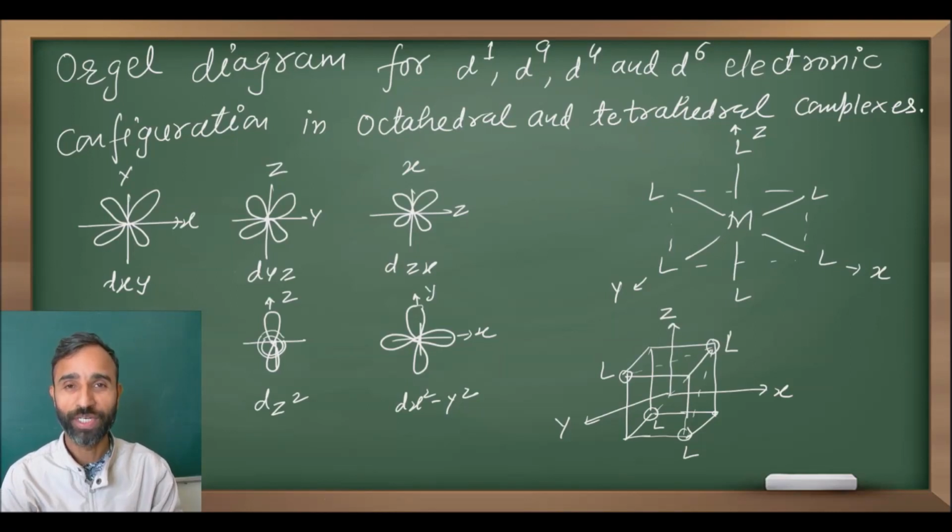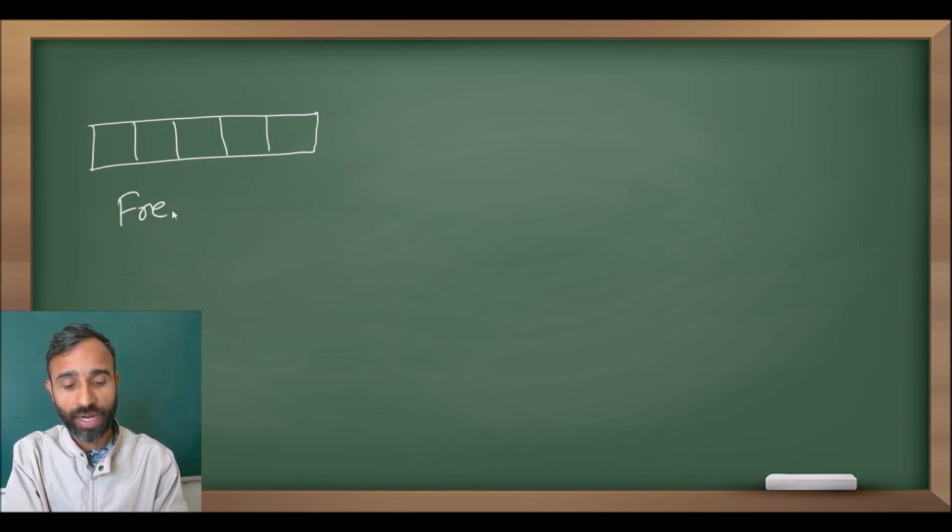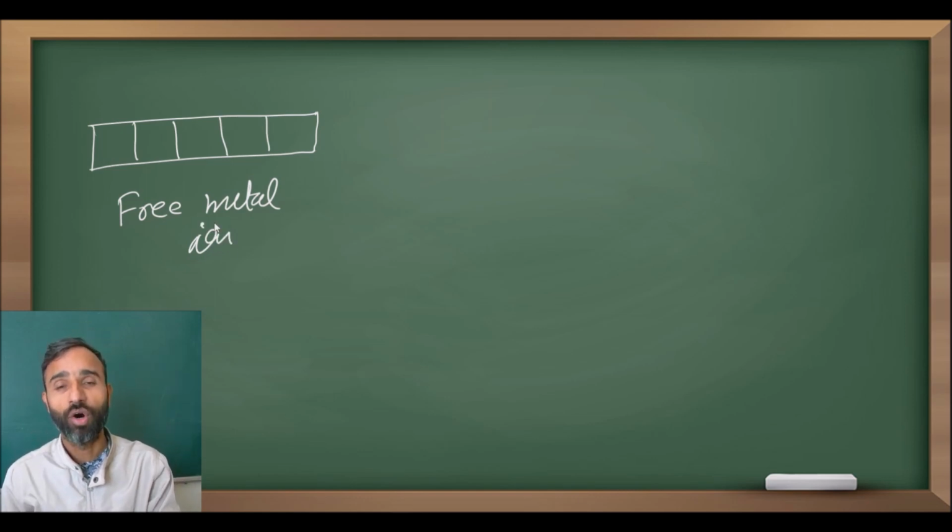So hello everyone. Our today's topic is Orgel diagram, and Orgel diagram is for the high spin complexes. So before going into detail of these complexes, in free metal ion the 5 d orbitals are degenerate. In free metal ion all the d orbitals are of same energy. But let us see their shapes and their arrangement in the complexes.